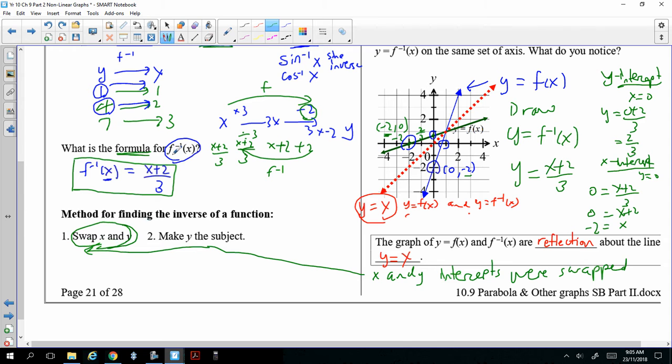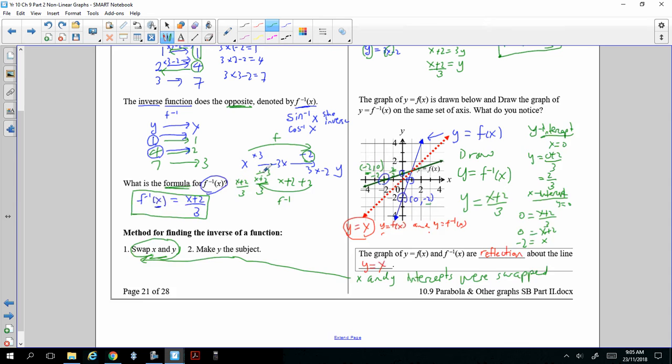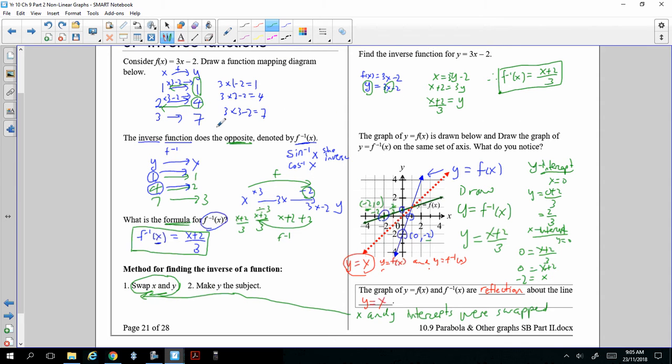Okay, so it's very important because later on you're going to draw the inverse graph. You're going to use this to help you draw the inverse graph. Okay, now we are beginning to understand the inverse function. We know how to find the inverse. We know the definition of inverse, simply doing the opposite to the original function, and the graph is symmetrical about y equals x.